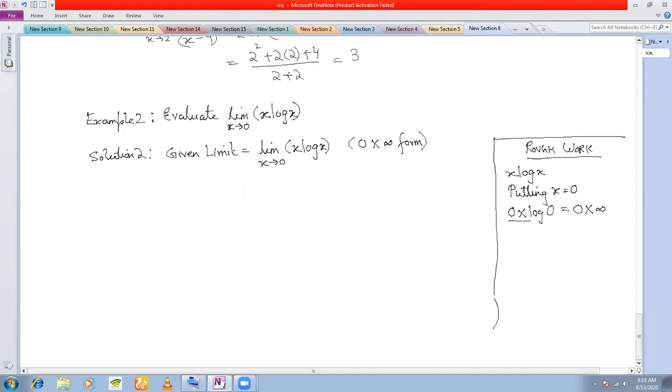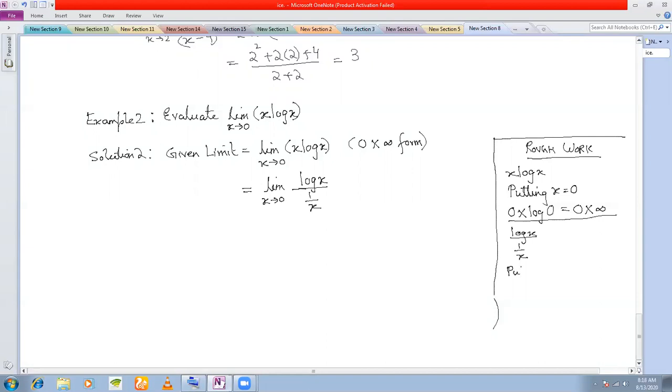Because what have I got here? 0 into log 0. So this is my 0 into infinity form. Now we convert this form to a 0 by 0 or an infinity by infinity form first. Then we'll use L'Hospital. Now how do you convert? You can write this expression as log x by 1 by x. Now see what happens.